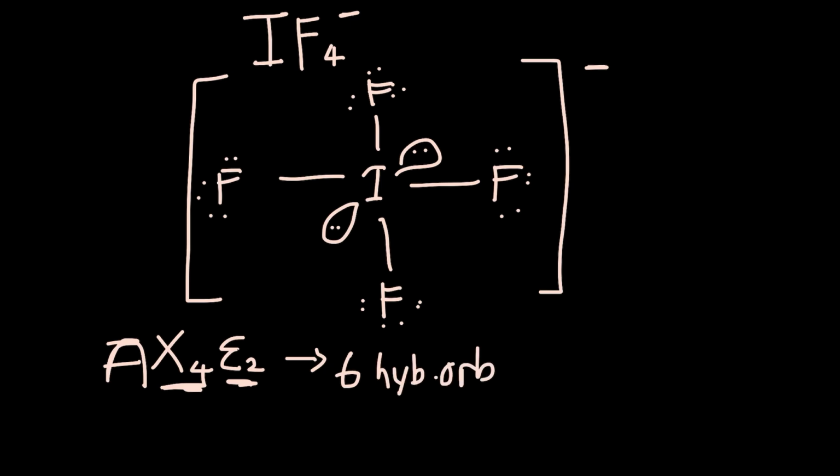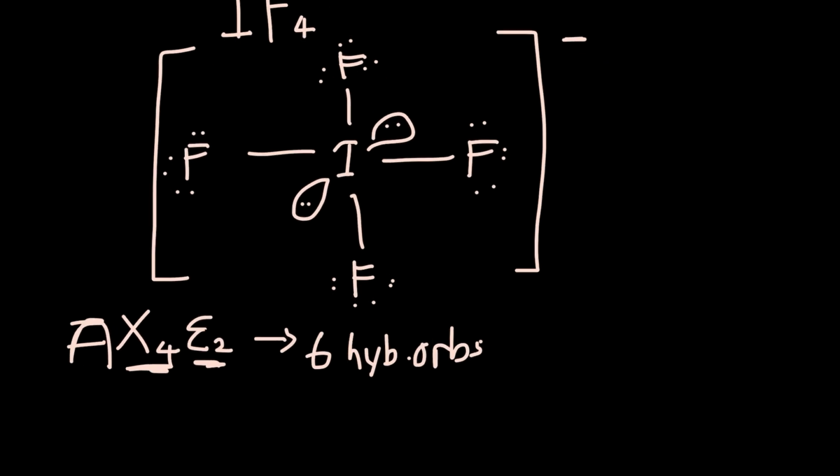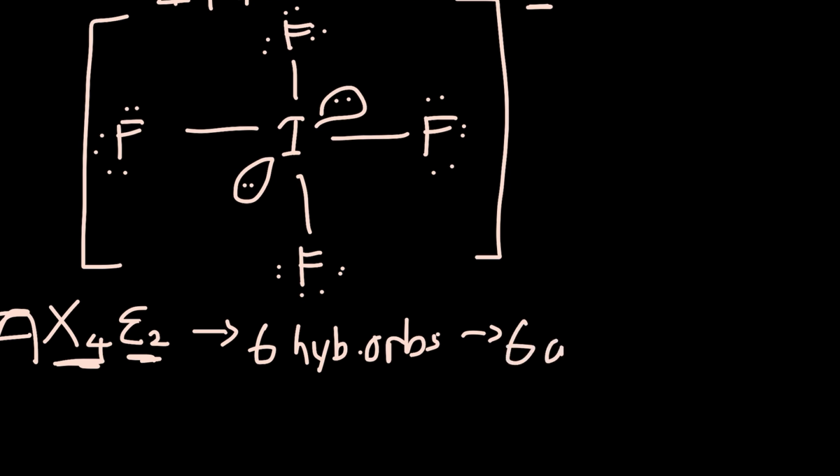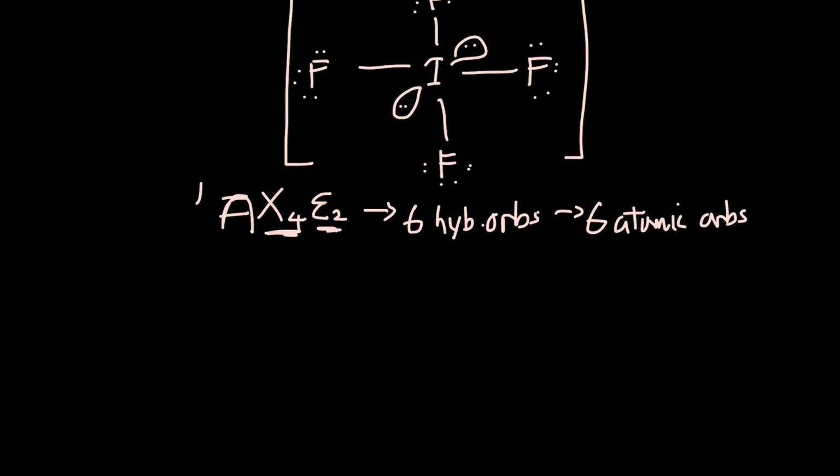You'll need 6 hybrid orbitals, which means you will need 6 atomic orbitals. So what does this look like in practice? So this is step 1. Step 2 is to draw out a valence electron configuration orbital diagram for iodine.